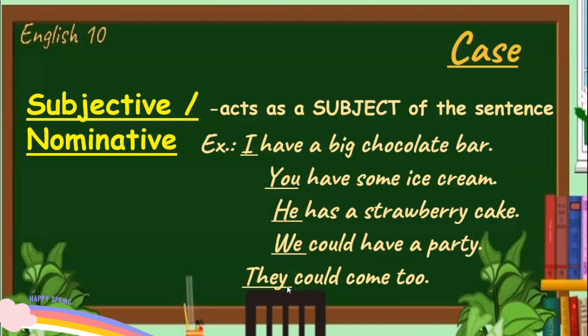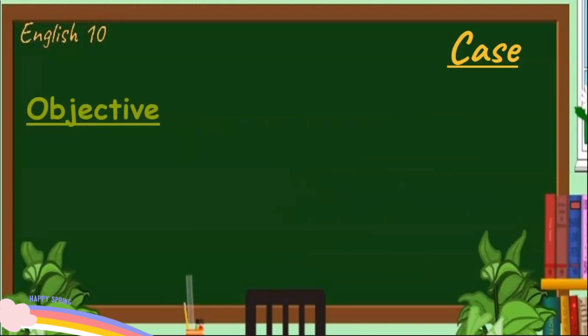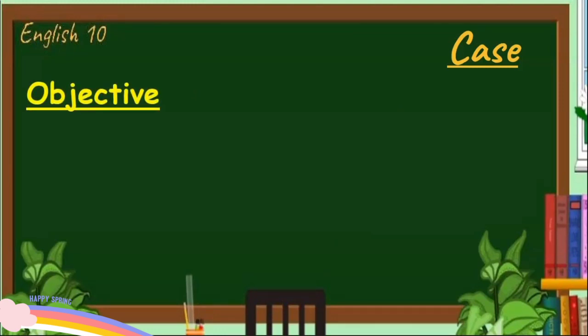Next case is objective. When using objective case, these are the personal pronouns that we use typically as a grammatical object. Sometimes we use it as a direct object or an indirect object. Sometimes we also use it as the object of the preposition. Okay?